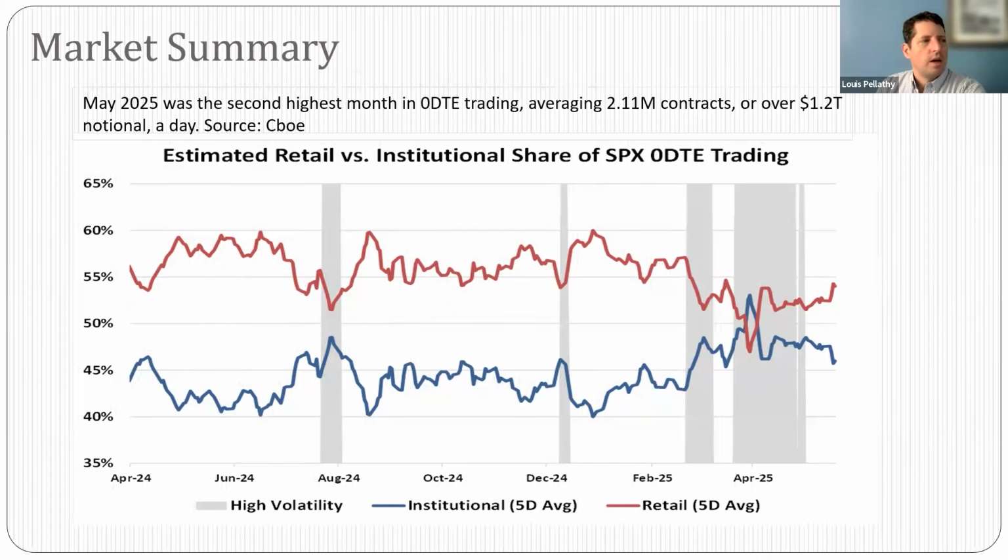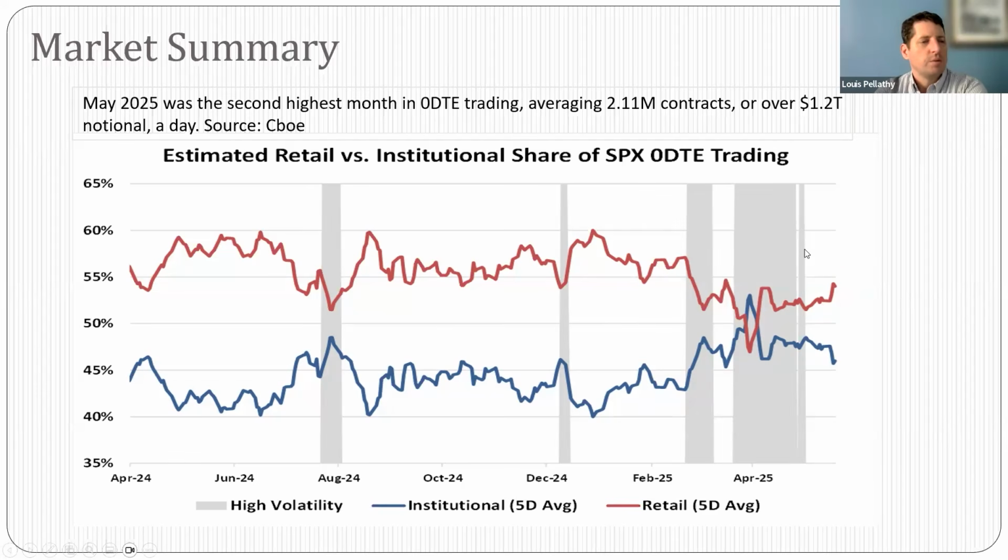Zero-day options, as you might know, have really increased in volume. You can see here that the retail trading, this is a rolling 5-day average of retail trading volumes in the first part of the year. Just the retail portion of it just keeps getting higher and higher. And again, this volatility measure can be used to evaluate these zero-day options.